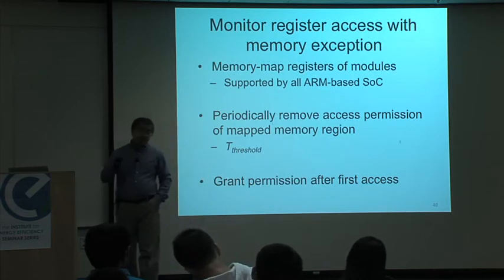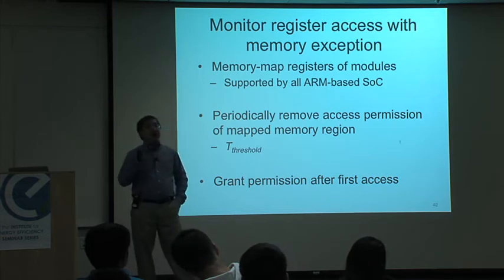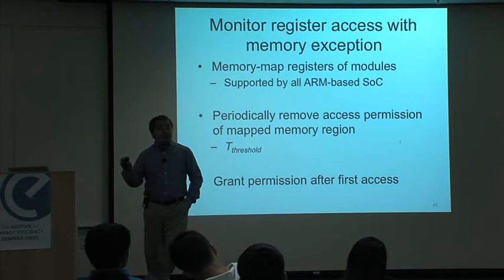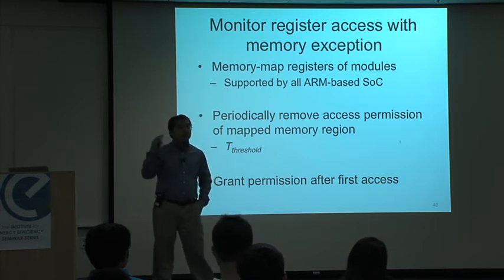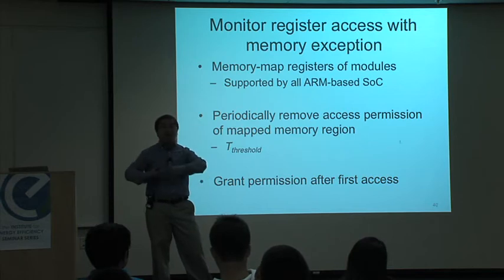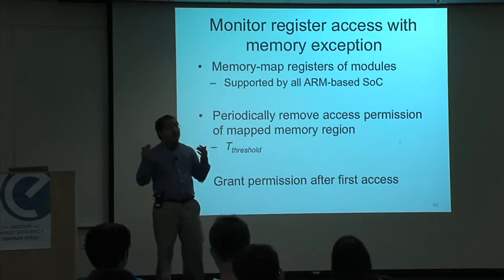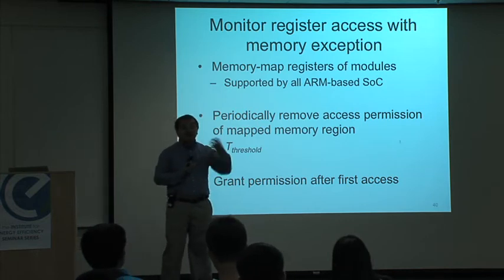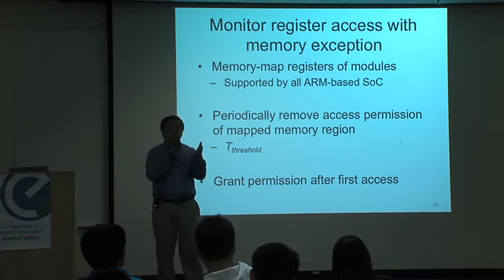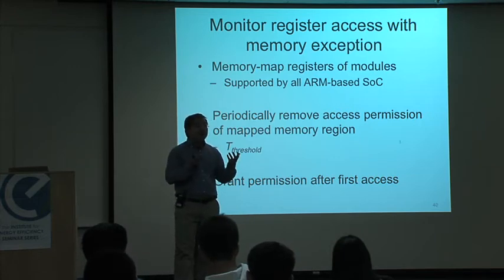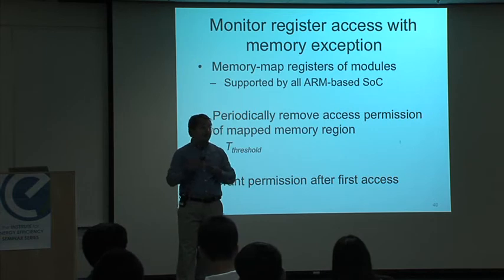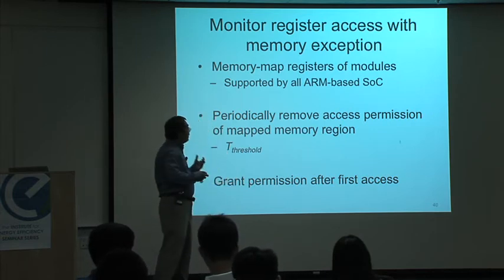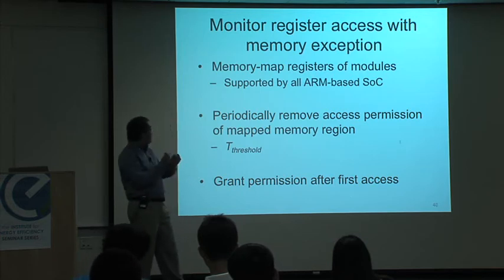Now, here's the solution. How would you monitor it? It turns out on all ARM-based SoCs, you can memory map the registers for all these modules on the SoC to a memory region, which becomes part of your virtual address space. Then you can use memory protection to trap the accesses to them. If you remove the access permission to this region, whenever software tries to access a register, it will generate an exception, and then you know someone is accessing the register. What we do is periodically remove access permission to this region. This period I call T threshold. We'll talk about it later on.